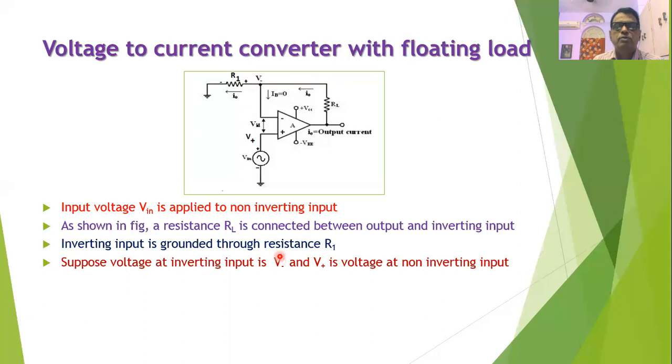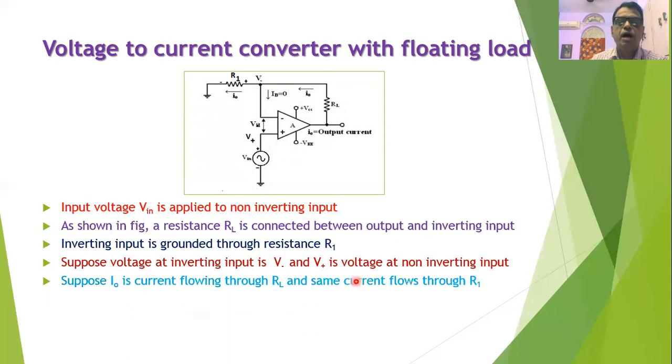Now for the purpose of analysis, we can suppose that the voltage at the inverting input is V minus and the voltage at the non-inverting input is V plus. If IO is the current flowing through the resistance RL, then almost the same current will flow through the resistance R1 because we know that the current IB is equal to 0.